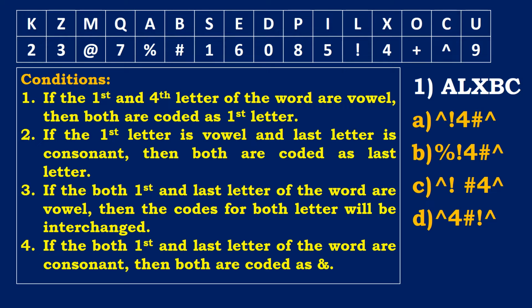1. ALXBC is represented as. According to the second condition, if the first letter of the given word is a vowel and the last letter is a consonant, then both are coded as the last letter.